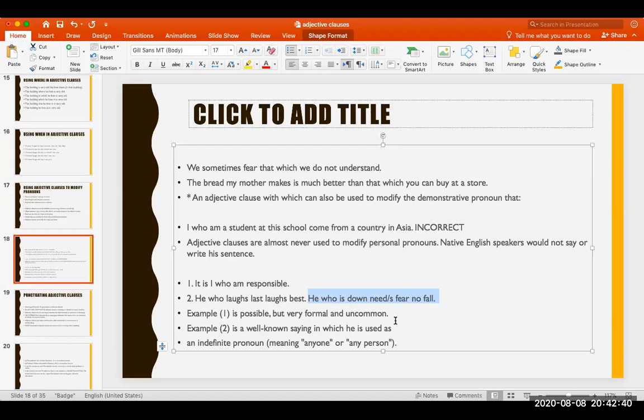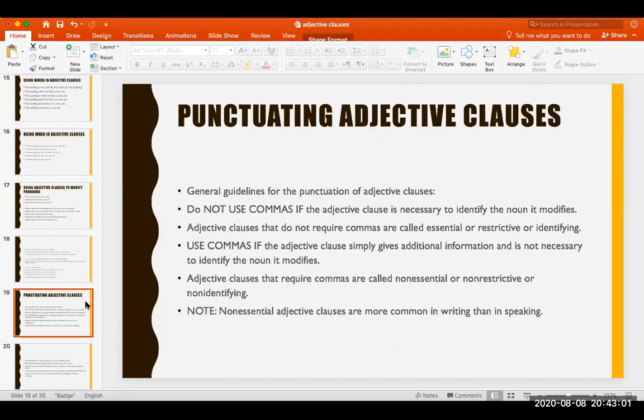He who laughs last laughs best. But remember, he who. You don't say who laughs last laughs last, because we still need a verb. Because who laughs last is one clause. He laughs best is the second clause. The second is well known. It's very common, meaning anyone or any person. Look at this interesting part.